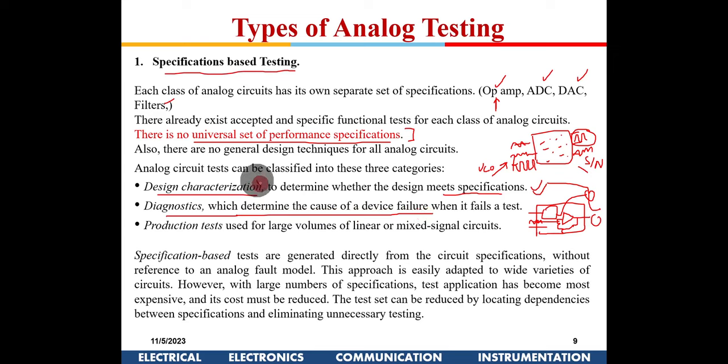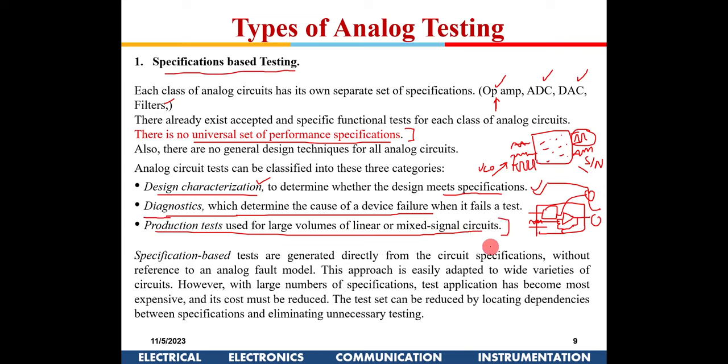So after designing for design characterization, the analog designer also has to think of some diagnostic tests, because post-production you have to check. Now if a fault is detected, then we can't discard the chip, so you have to run a few more diagnostic checks and try to isolate what could be the probable fault. Then a production test is for a large scale test.